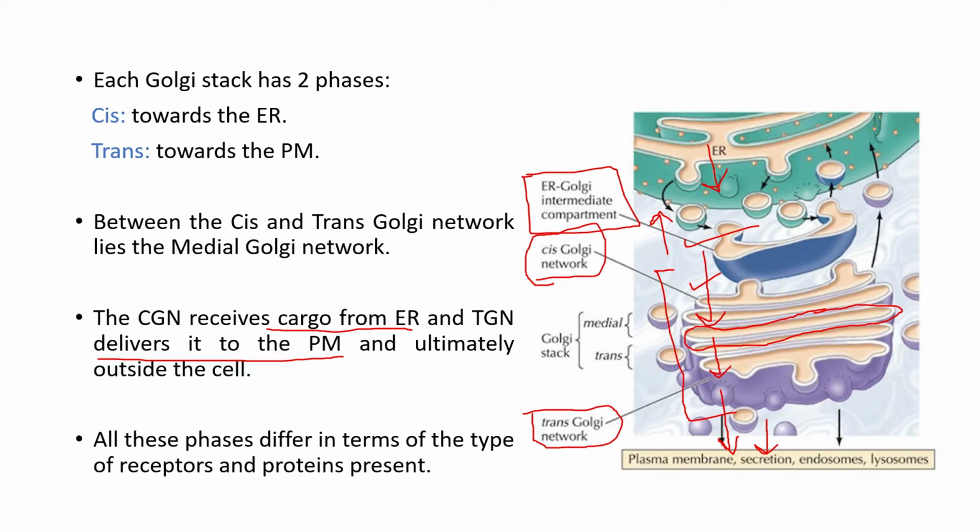All these phases differ in terms of the type of receptors and proteins present. So what do you think? Where will you find more sorting proteins? Obviously in the trans-Golgi network, because final sorting will occur in the trans-Golgi network, right?